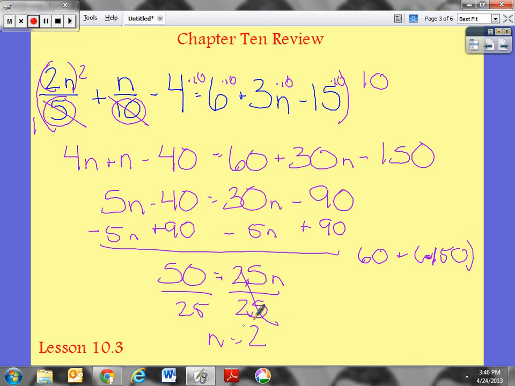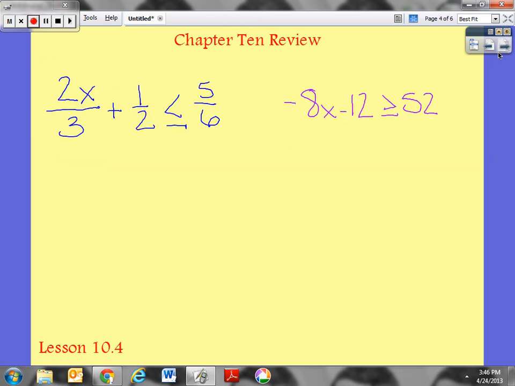I like that problem. All right, take a look at lesson 10.4. Same type of thing, boys and girls. Now we just have inequalities. So notice here I have many different denominators. I have a 3, a 2, and a 6. Well, what I'm going to do is I'm going to multiply the whole thing through by 6 because that's their least common multiple. So I say 3 goes into 6 twice, so I'll multiply 2x by 2. That gives me 4x's now.